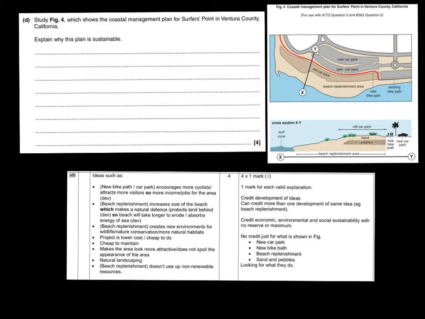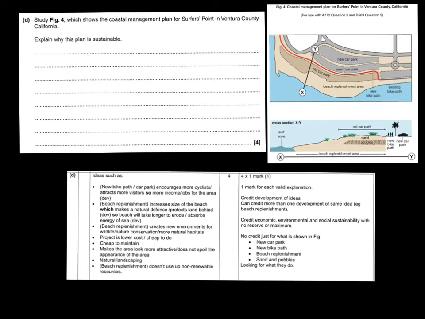So, new bike path, new car park encourages more cyclists, so it creates jobs. Beach replenishment increases the size of the beach. Okay, good. That means it's more of a natural defence, so it reduces erosion. Beach replenishment creates new environments for wildlife, so increases biodiversity. Or you could even have beach replenishment creates a larger beach, encourages more tourism.